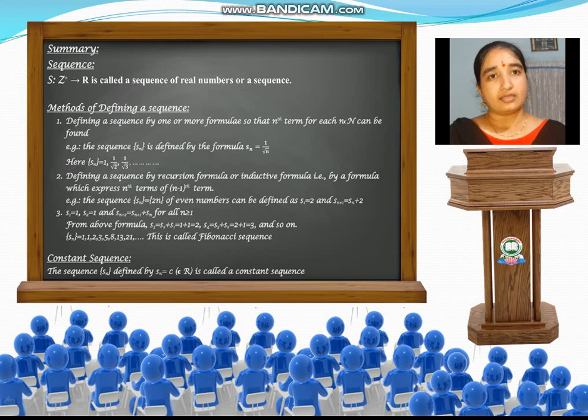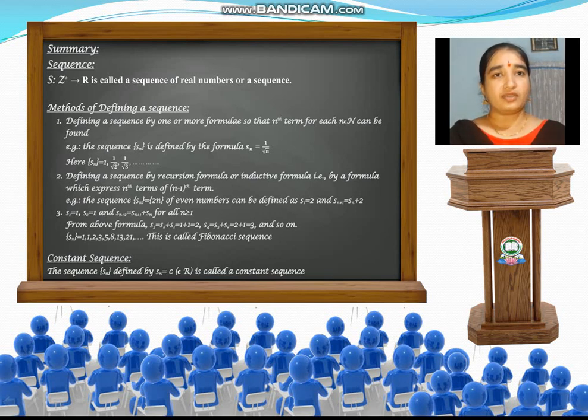Now, let us take the third definition of a sequence. S1 is equal to 1 and S2 is equal to 1 and Sn plus 2 is equal to Sn plus 1 plus Sn for all n greater than or equal to 1. This can be written as S3 is equal to S2 plus S1, which is equal to 1 plus 1, which is equal to 2, and S4 is equal to S3 plus S2, which is equal to 2 plus 1, which is equal to 3, and so on. Finally, S is equal to 1, 1, 2, 3, 5, 8, and so on. This is called the Fibonacci sequence.